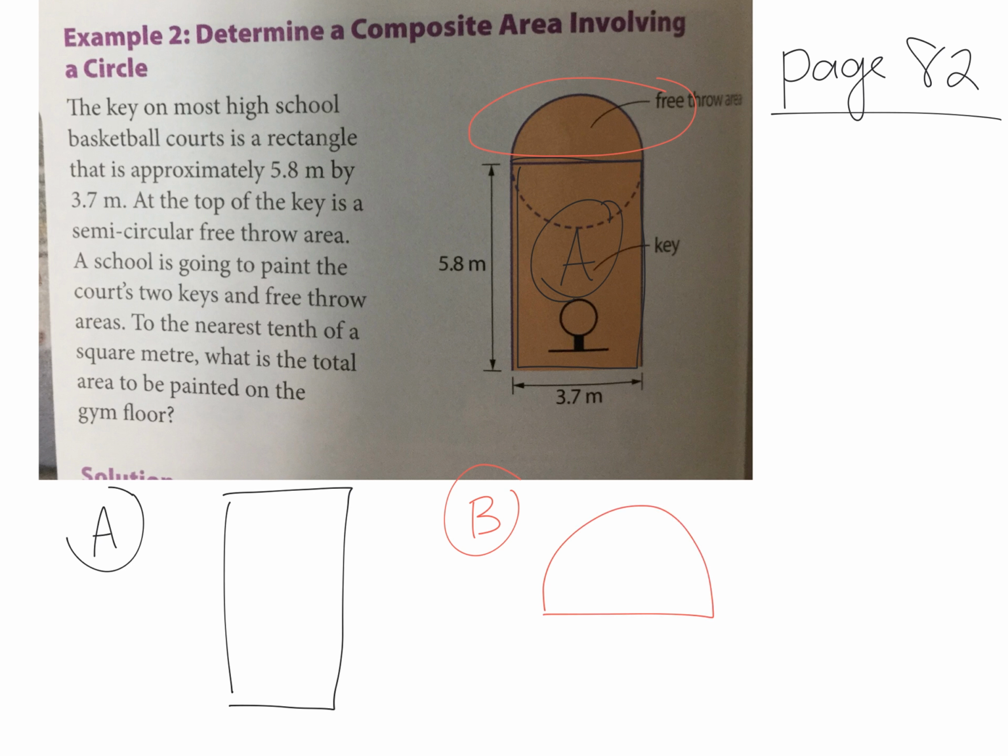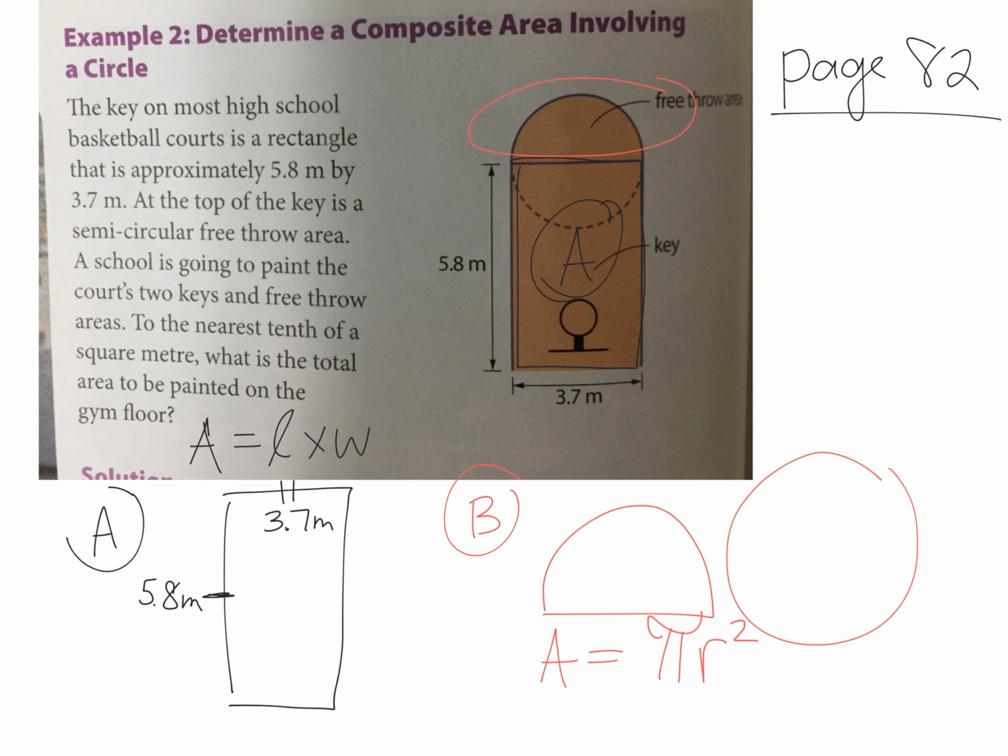We're trying to figure out the area, okay? They want to paint the floor, so they need to know how much space to cover. So that's the space inside, that's the area. So you need to know two formulas here. We need to know the area of a rectangle.